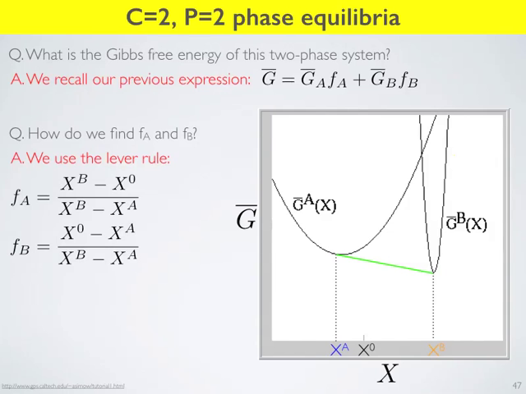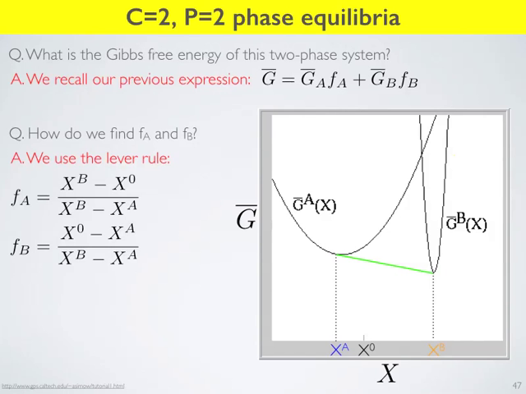And so the system, like a rational consumer, says, if my composition lives between XA and XB, I am better off splitting into two phases and being partially A and partially B rather than remaining pure A or pure B. So this is exactly what thermodynamics predicts. You minimize your Gibbs free energy, and the system does exactly that.